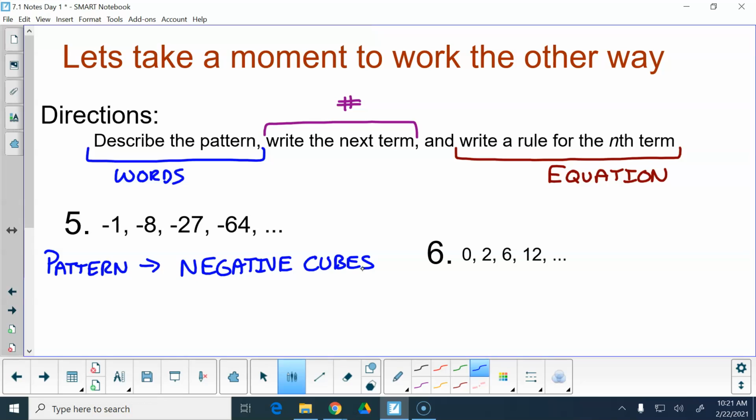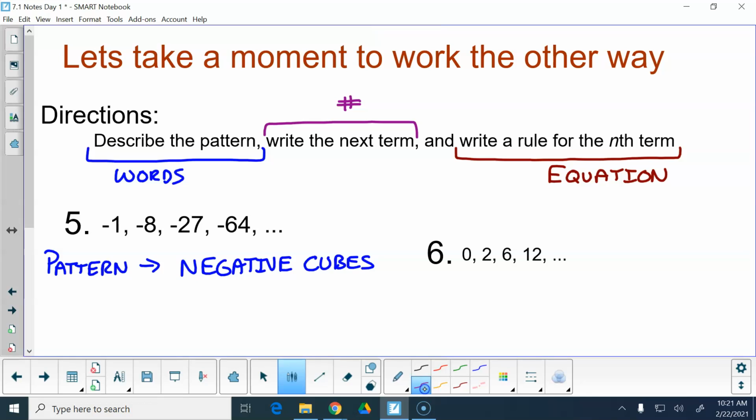Okay. Is that the only pattern? No, but that's one of them. And it holds for all of them. Your pattern, if you're describing it, your rule, if you're writing it, has to work for every single term. It can't work for just one term. It's got to work for every single term. And so that pattern works for every single term.